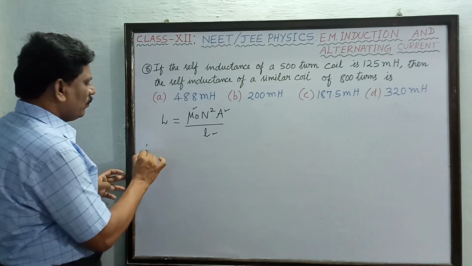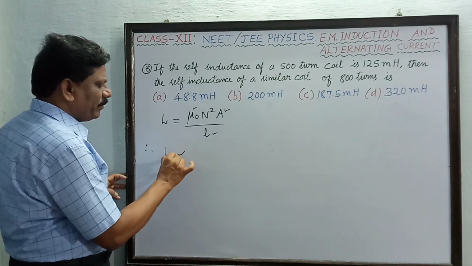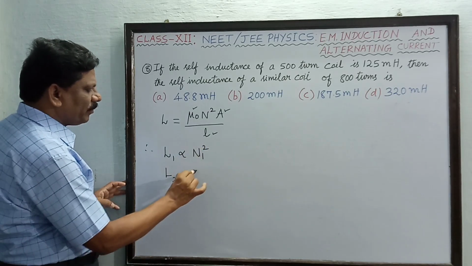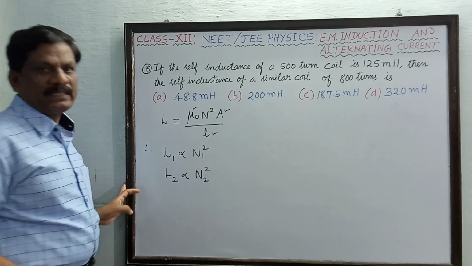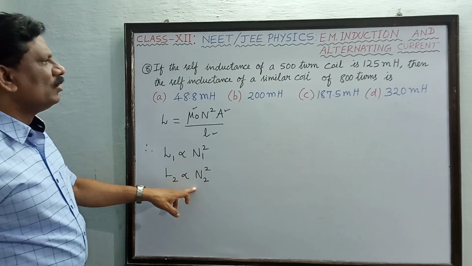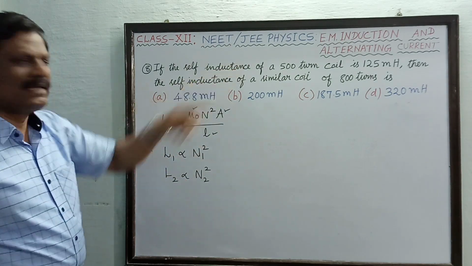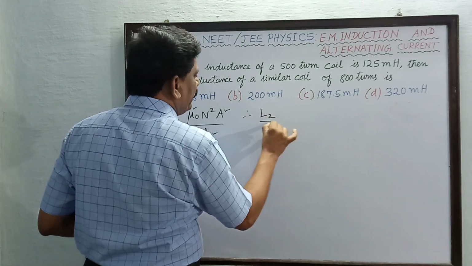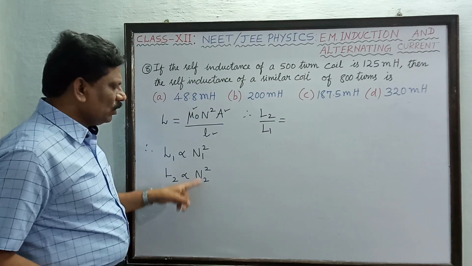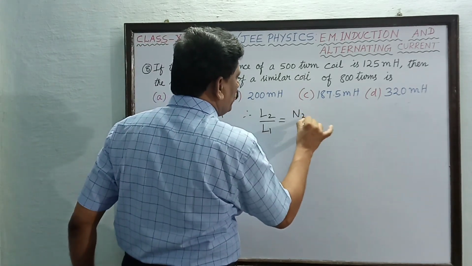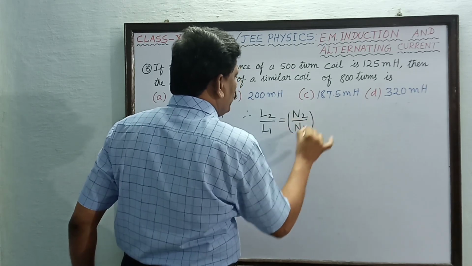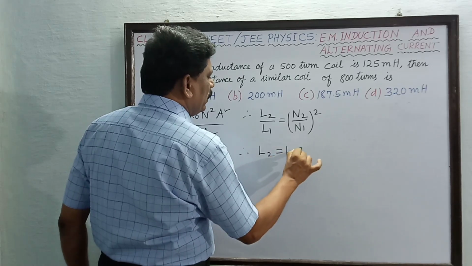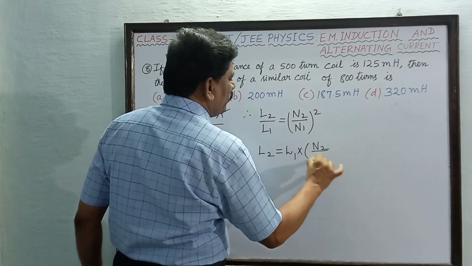Therefore L1 for the first coil must be proportional to what? N1 square. And for the second coil, L2 must be proportional to what? N2 square. So here N1 and N2 both are given, L1 is also given, only unknown is L2. Therefore, L2 by L1 is equal to N2 by N1 the whole square. Therefore, L2 is equal to L1 into N2 by N1 the whole square.